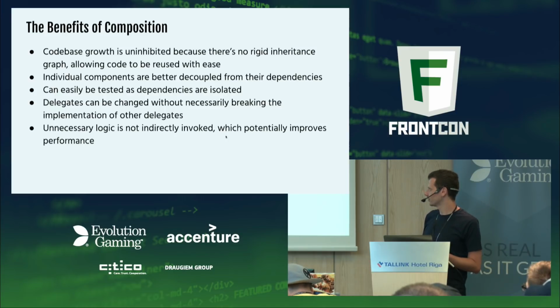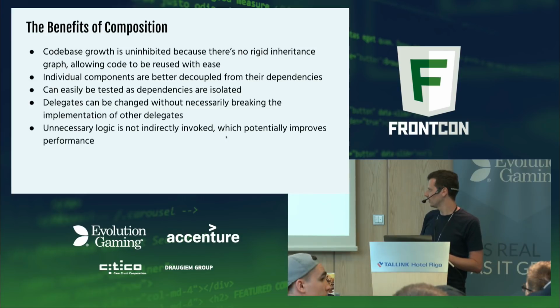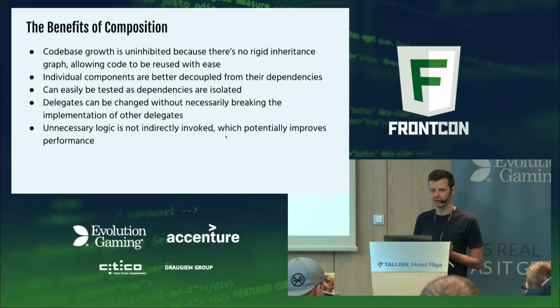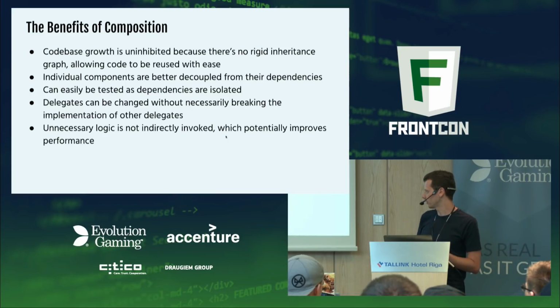Individual components are better decoupled from their dependencies, so we're just injecting any dependencies in via their constructor, and this means we can just stub them really easily, and we're not having to find a way to stub super calls, which is just a nightmare. And they can easily be unit tested because of that isolation, and delegates can be changed without necessarily breaking the implementation with other delegates. There might be a bit of dependency, but to add to that, the API surface isn't going to be affected when you change one particular delegate.